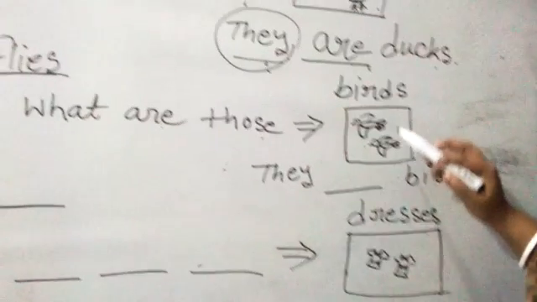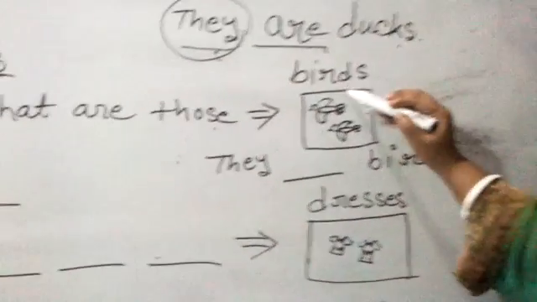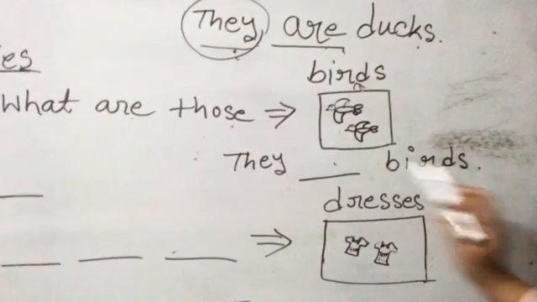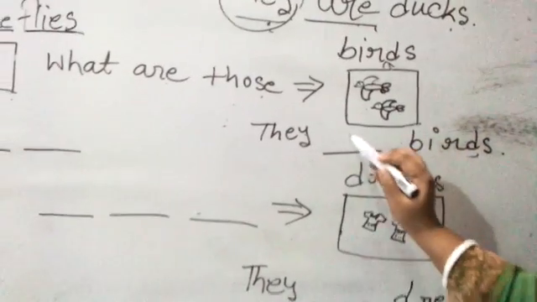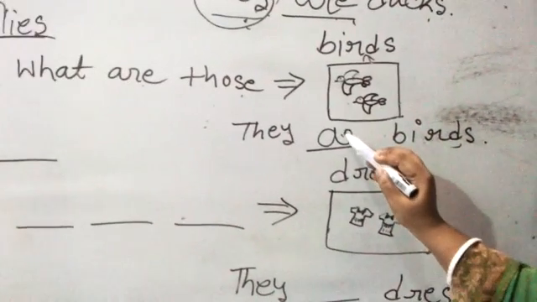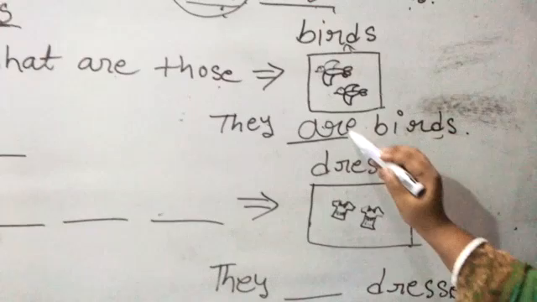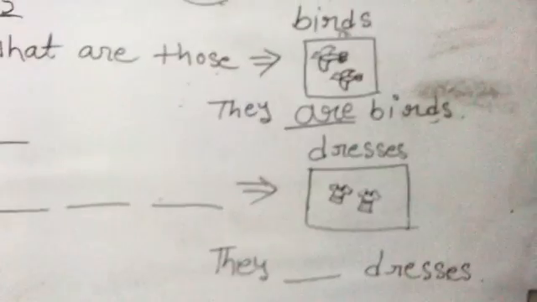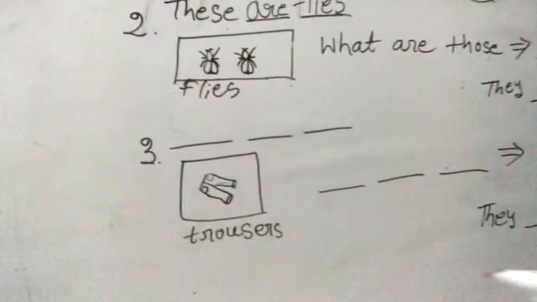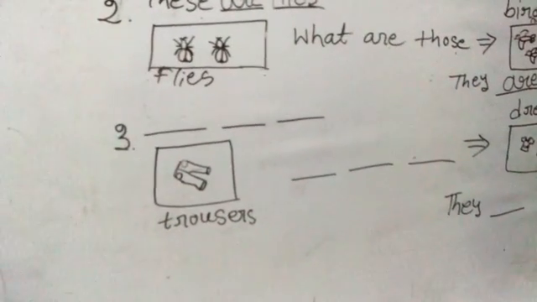See, it is the picture of two birds. That means it is birds. So they are birds. They are what? They are birds. Okay. Now number 3. See, 3 of the gaps are given, so we have to put the correct words.